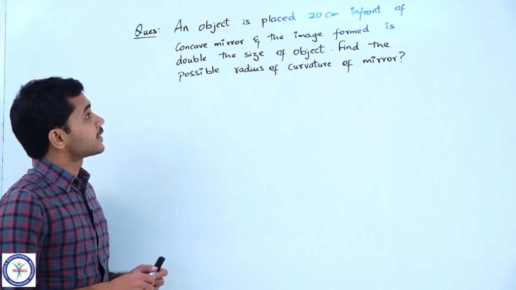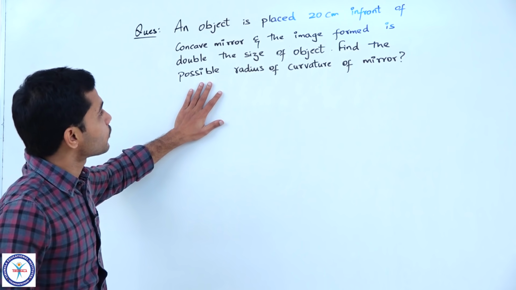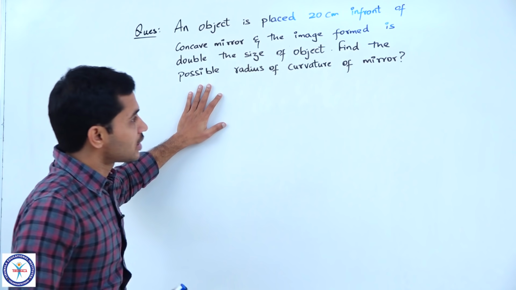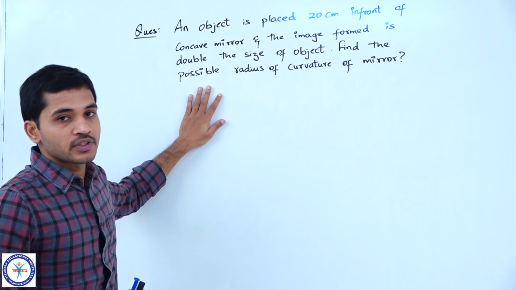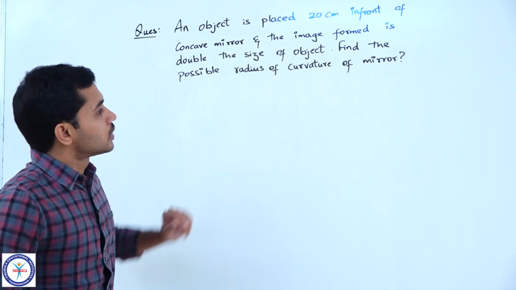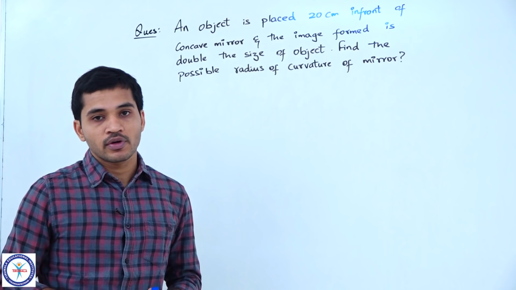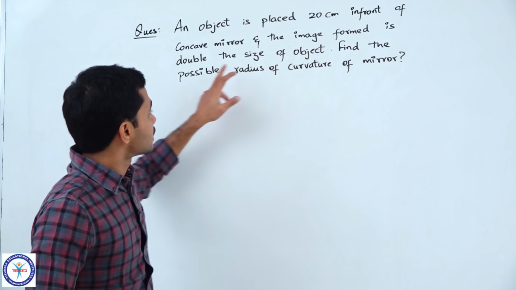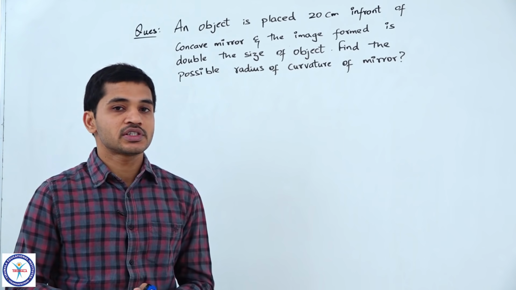So, the question given is like this: an object is placed 20 centimeters in front of a concave mirror and the image formed is double the size of the object. Find the possible radius of curvature of the mirror. So, that is the case. We already have derived a formula for magnification. Here they have given that the image which is formed is double the size of the object. So, which means the magnification is 2.